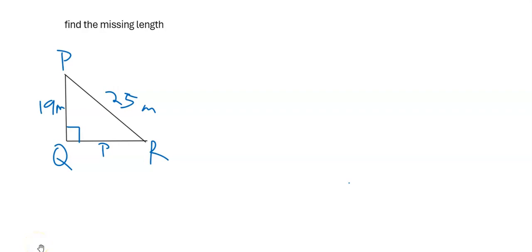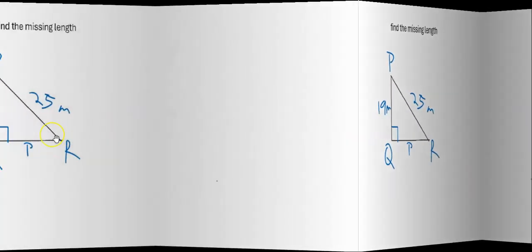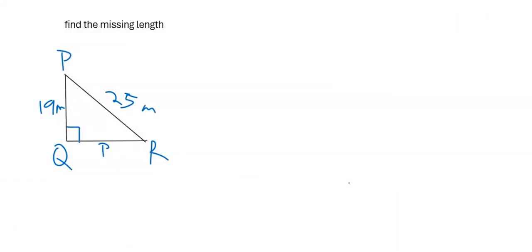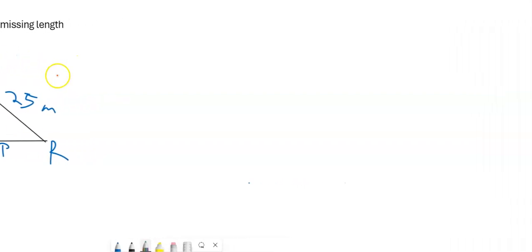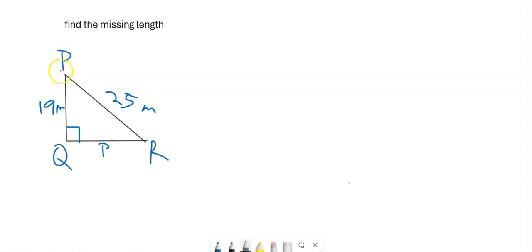Alright, so in this video we're looking at two more examples of Pythagoras theorem, and I have a question on the screen here. Find the missing length. Now, point to note that in trigonometry, each vertex is labeled with a capital letter. As you can see here, a vertex is where two lines meet. So here we have one vertex, capital letter P, capital letter Q, capital letter R.